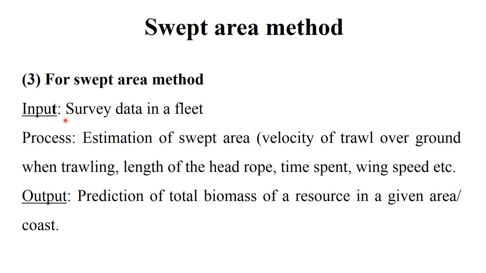The swept area method's basic input data is the trawl survey, meaning the fishing trawler, fishing boat, or fishing gear trawl survey. The process to estimate the swept area means what the velocity of your gear is, what the wing speed is, the time spent in the ocean or sea, the head rope length, and the time of the trawling. So these are the processes to get the total catch or total biomass data.